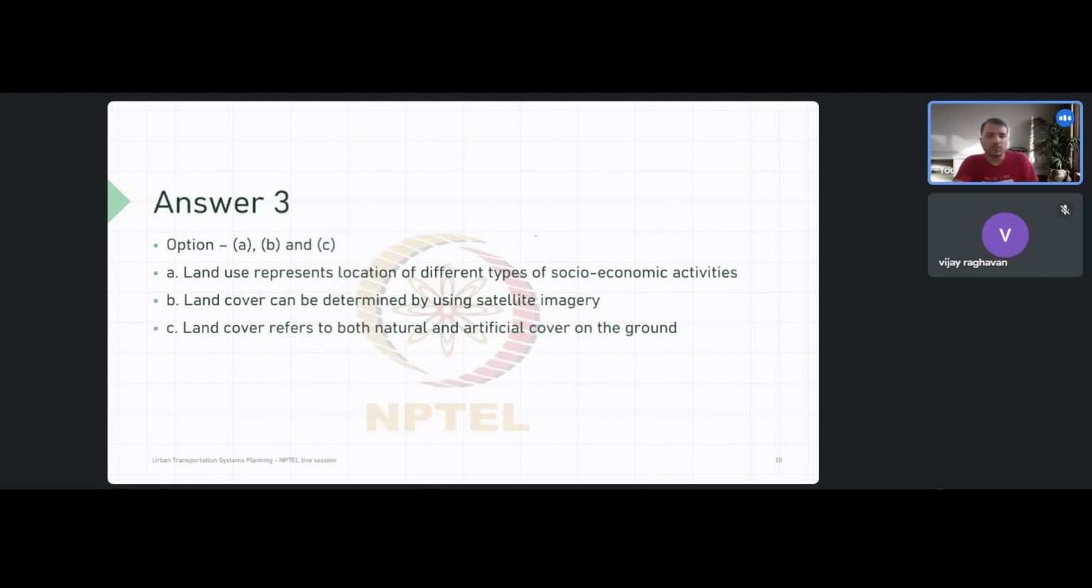So land use represents location of different types of socioeconomic activities. It can be determined using satellite imagery and there can be both types, natural and artificial cover, on the ground. So option A, option B and option C are correct.